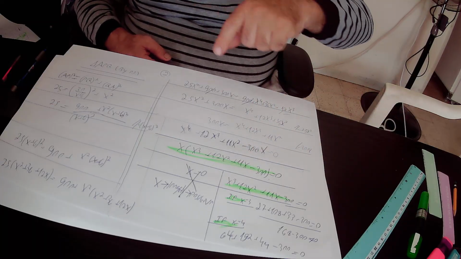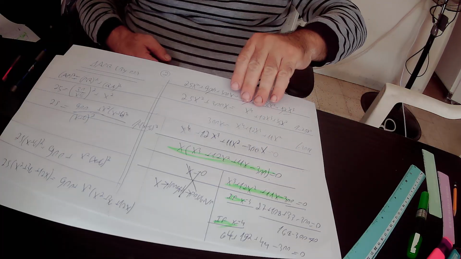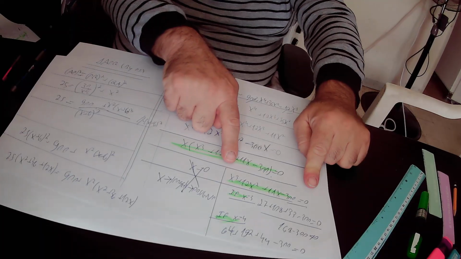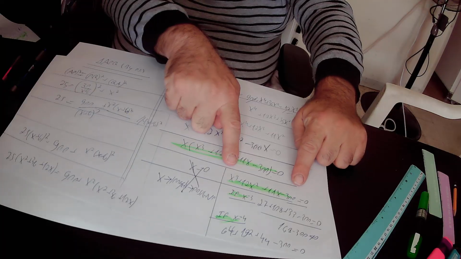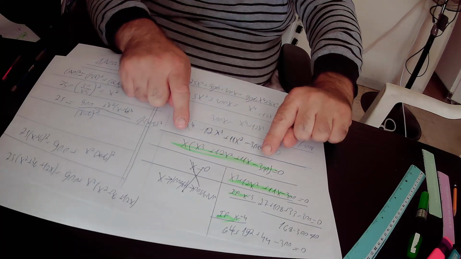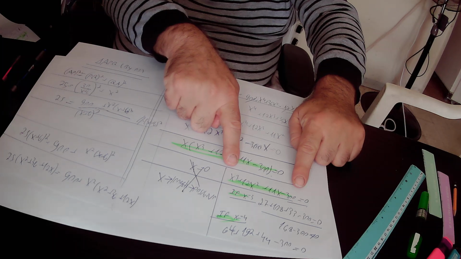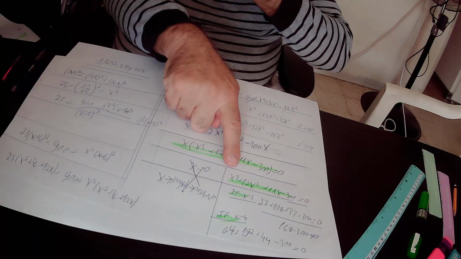Therefore, the first solution for x is that x equals 4. That is the first solution for x. If this expression equals 0, then this equation is true. So this expression equals 0 and solves the equation.